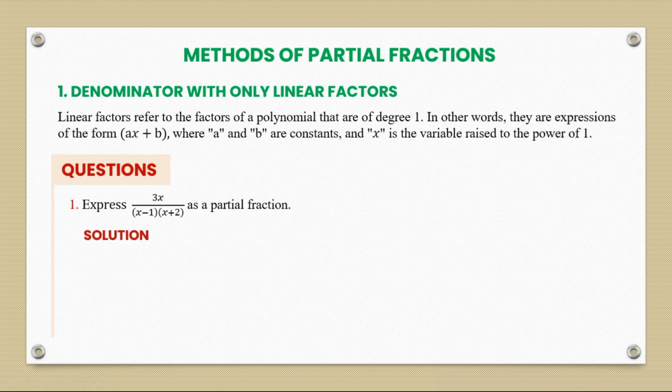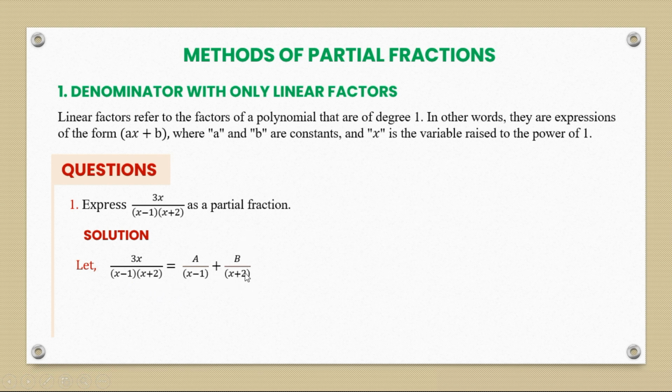So what do we do? We're going to let 3x divided by x minus 1 times x plus 2 be equal to A over x minus 1 plus B over x plus 2. After factorizing the denominator completely into linear factors, and here we already have linear factors from the beginning, we write the fraction as the sum of two simpler fractions. The first is A divided by x minus 1, plus B divided by x plus 2, where each denominator is one of the linear factors, x minus 1 and x plus 2.